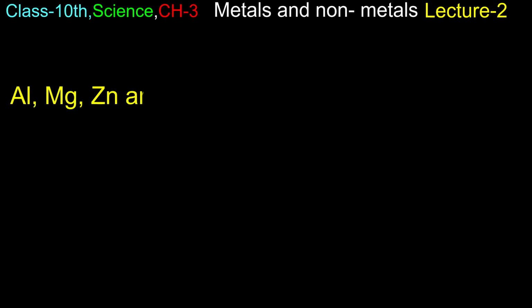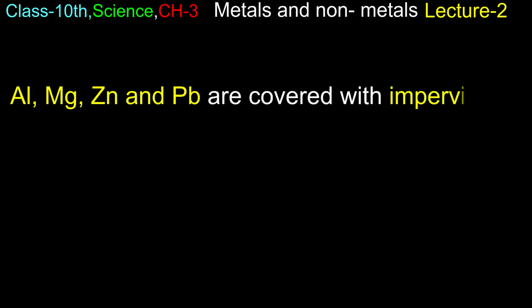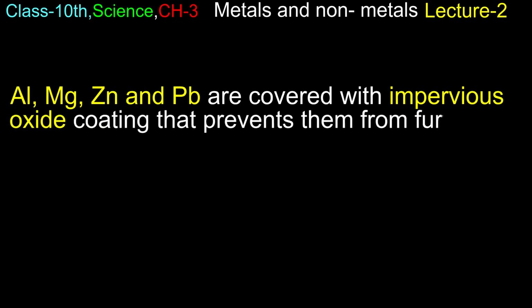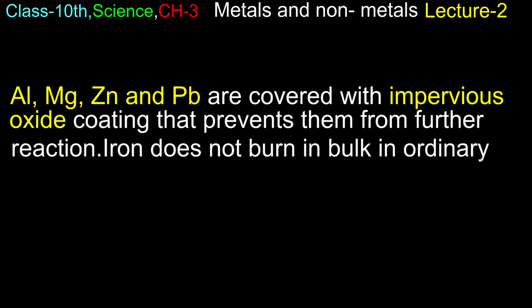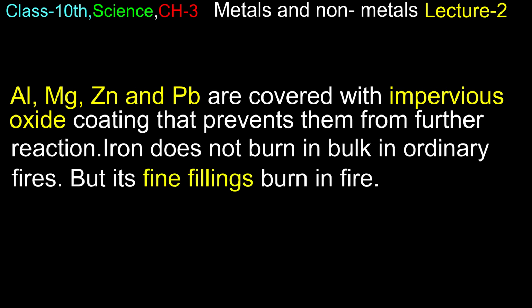Aluminium, magnesium, zinc and lead are covered with an impervious oxide coating that prevents them from further reaction with oxygen. Iron does not burn in bulk in ordinary fires, but in a finely divided state, iron burns in fire too.